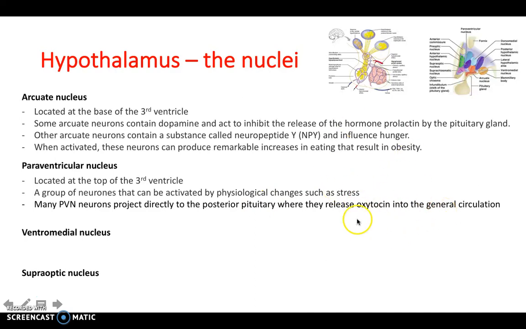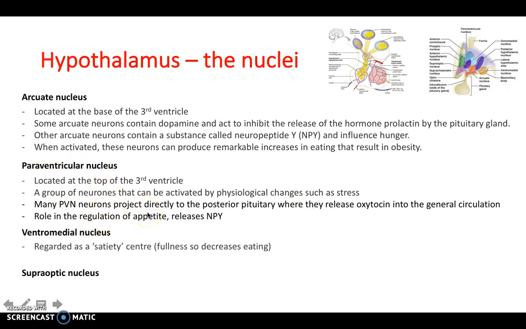This will become a little bit clearer later on when you understand that the posterior pituitary actually doesn't produce any hormones. It's the anterior pituitary that's synthesizing and producing its own hormones. However, the posterior pituitary actually gets its hormones from the hypothalamus and just acts as almost like a connecting station before releasing them into the general circulation. Also, the paraventricular nucleus does have a role in the regulation of the appetite by releasing neuropeptide Y as well.